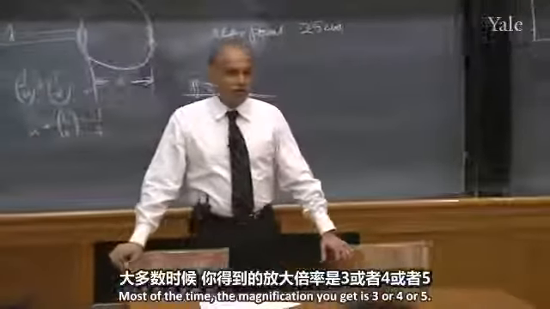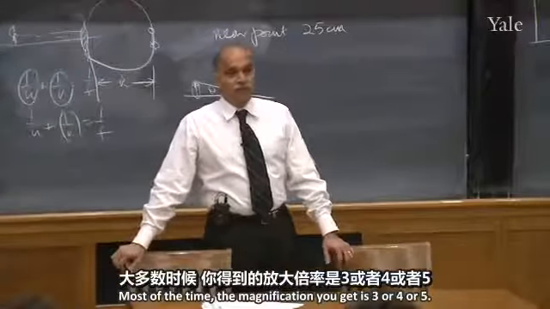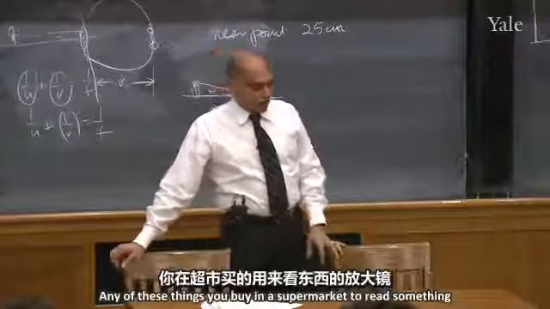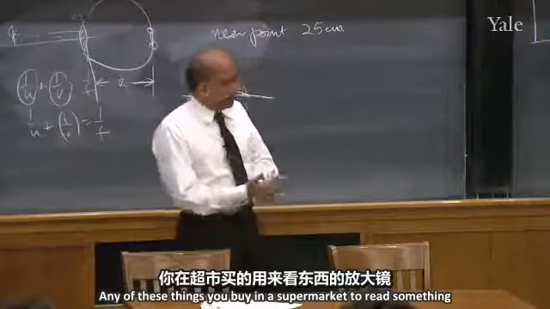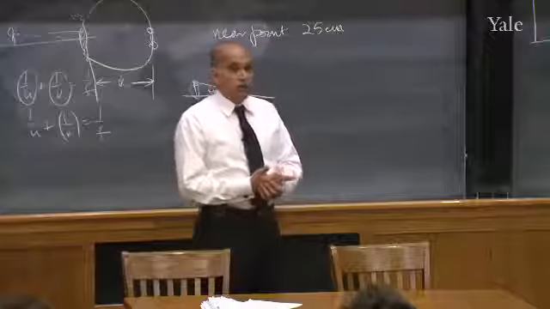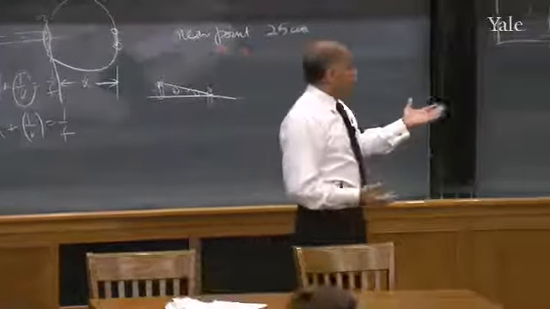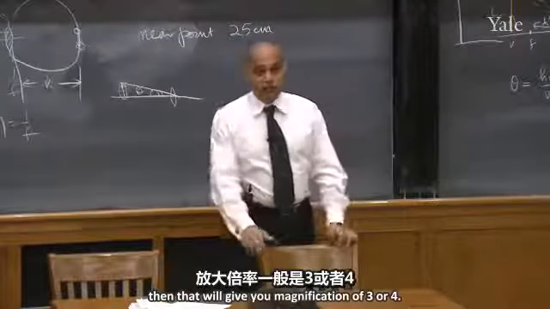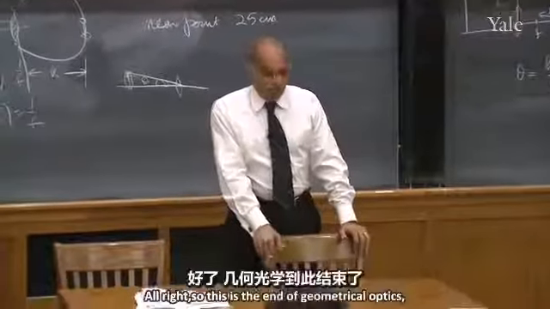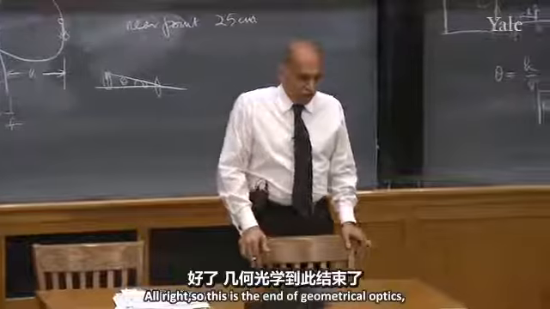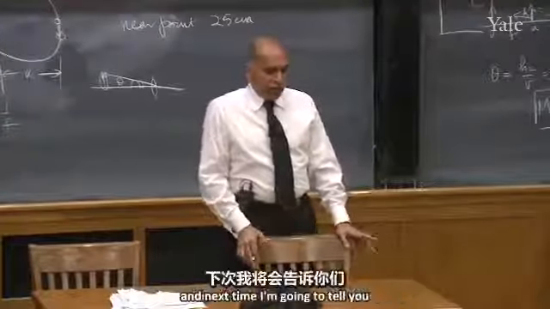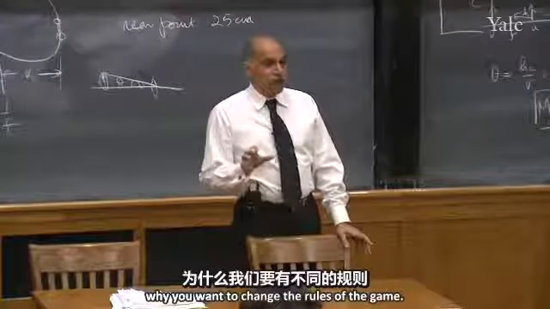Most of the time, the magnification you get is 3 or 4 or 5. Any of these things you buy in a supermarket to read something, but you don't know what I'm talking about, but you will in a few years, then that will give you magnification of 3 or 4. Okay? All right, so this is the end of geometrical optics, and next time I'm going to tell you why we want to change the rules of the game.